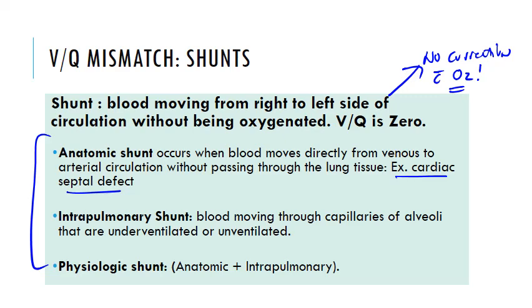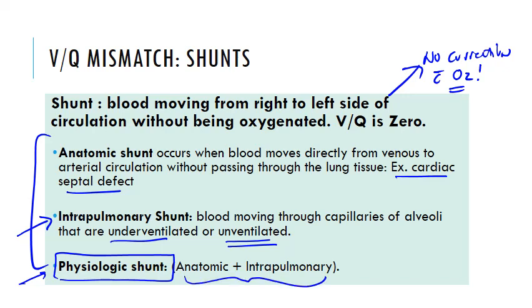The intrapulmonary shunt is the pathological shunt that we've talked about in terms of pneumonia or obstruction, inhaling a peanut. So this is blood moving through the capillaries of an alveolus, and that alveolus itself is underventilated or totally unventilated. And to summarize all of these, the physiologic shunt is a combination of anatomic plus intrapulmonary shunts. In some ways, this can be quantified in terms of volume, but we're not going to go through that in this lecture.